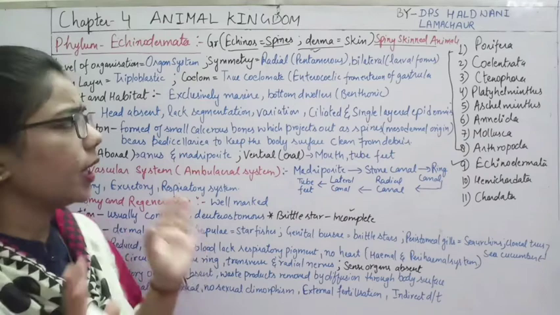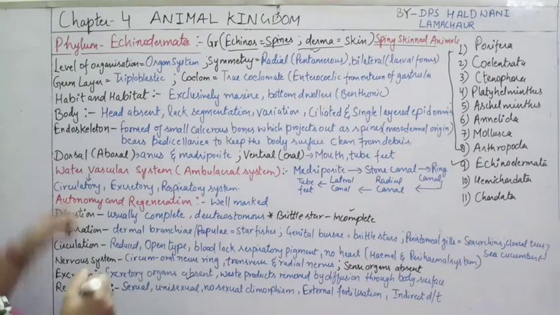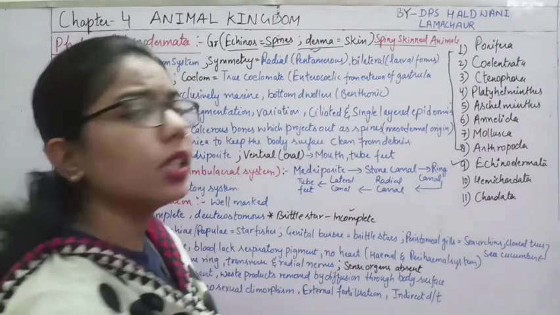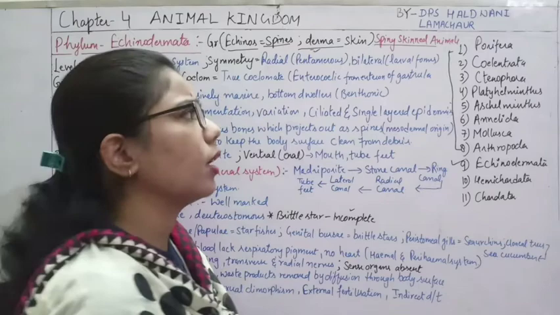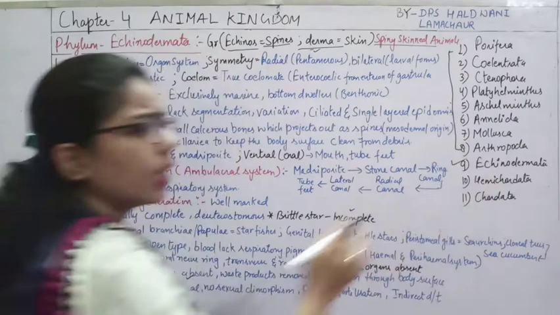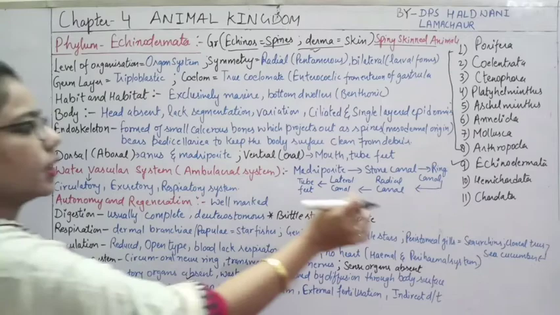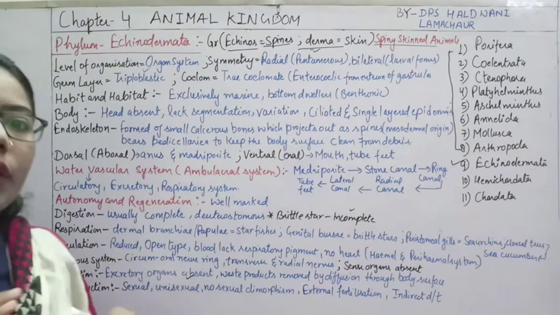So here also, if you discuss the level of organization, we started from the first one, that was the cell level of organization. In Porifera you have seen that the organization was cell level. Then in Cnidaria and Ctenophora it was the tissue level. Then from Platyhelminthes, Aschelminthes, there is organ level, a proper organ system level of organization. So here also in the case of Echinodermata, it has organ system level of organization.